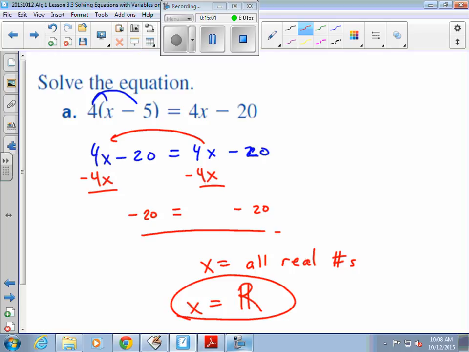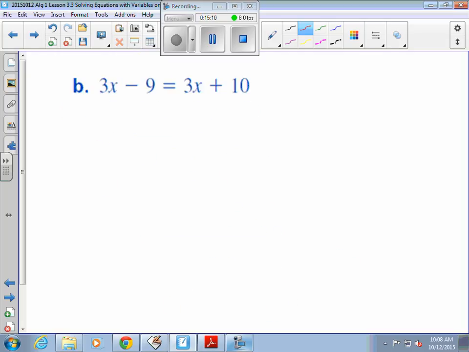That means no matter what number you plug in, as long as it's not a complex or an imaginary number, will make this work, and some of them will as well. Okay, so right next to that one, or right below that one, do this one. 3x minus 9 equals 3x plus 10.